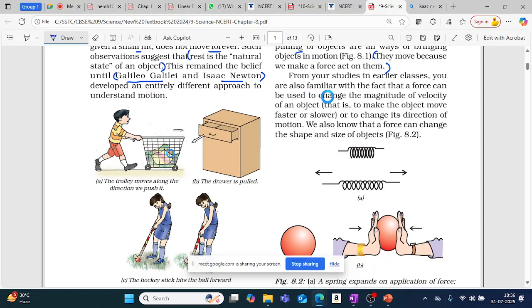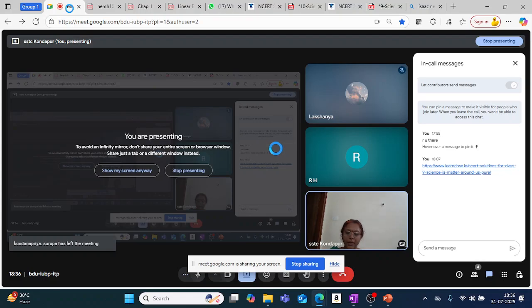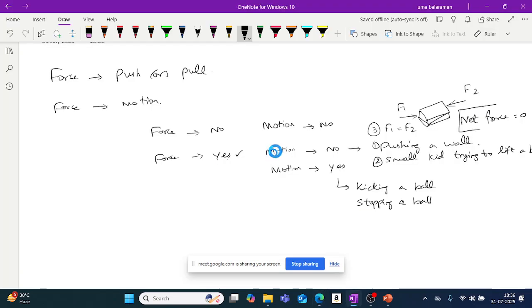So you also are familiar with the fact that force can be used to change the magnitude of velocity of an object. Can you give me an example, Bob? Rishit, how can you move an object? Moving object is there. How can you make it go faster? By applying a force. So a ball is already rolling. You're applying a bit more force. Yeah, a ball is already moving. If you apply the force opposite, it will slow down automatically. Stop.